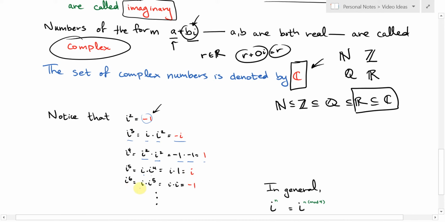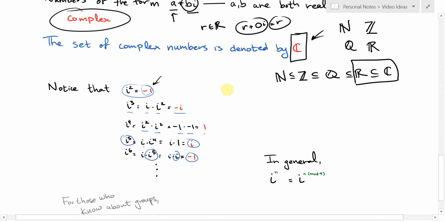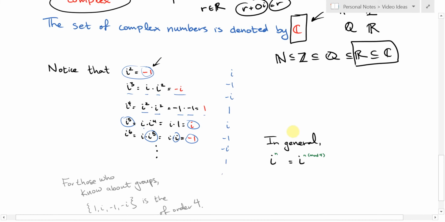And i to the sixth is i times i to the fifth, which is i times, well, we just said that i to the fifth was the same as i, right? So that's i times i, which, again, i squared is negative 1. And it continues on. So hopefully you get the pattern here. We start with i, we multiply it by itself, we take it to the second power to get negative 1. We take it to the third power, and we get negative i. We take it to the fourth power, we get 1. And then everything repeats. When you take the fifth power, you go back to i. Then you go to sixth power, it's negative 1, then negative i, etc. It just keeps going. Okay?